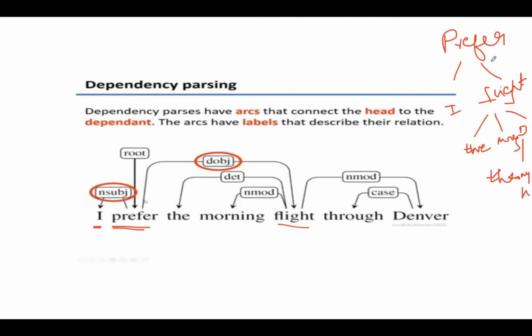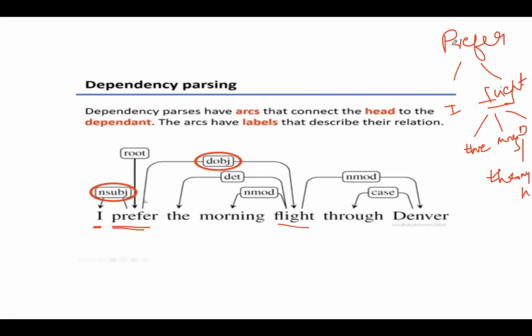Based on this, when a sentence is given, first find out the root, subject and object. After that, find out the words which depend on the subject, like the morning flight, and also the morning and the destination where you are going. What is the destination that we are going to reach through this flight? That again becomes a dependent node for flight. And how are we going? That should be through. In this way, after drawing this, it will be easy for you to draw this picture.